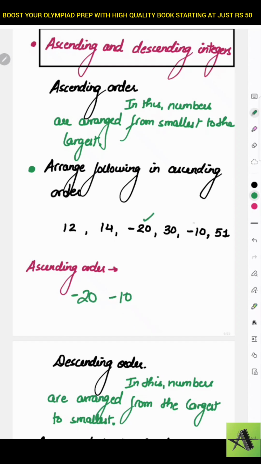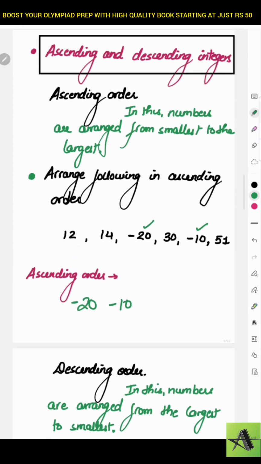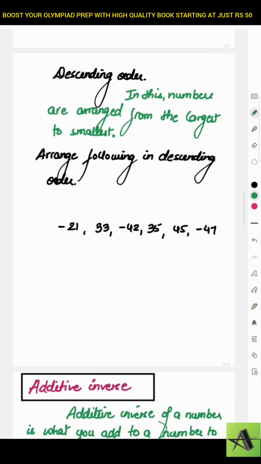Then comes the negative 10. Then for the positive, it's very easy. It would be 12, then 14, then 30, and finally 51. So these are arranged in ascending order, whereas descending order is when you are arranging integers or any number from largest to the smallest. So it's just the opposite of ascending order.